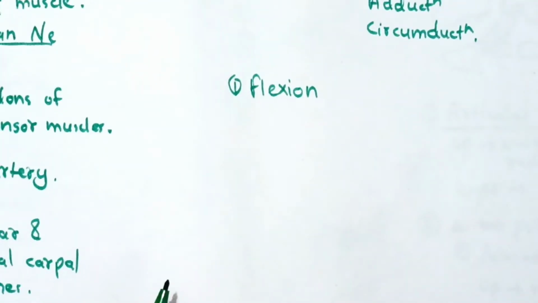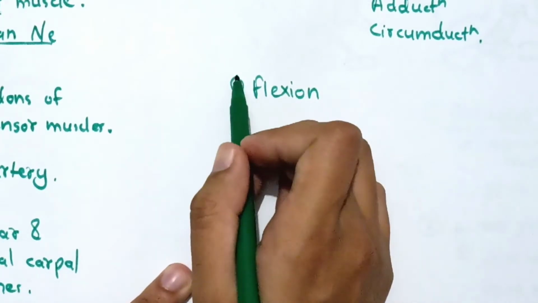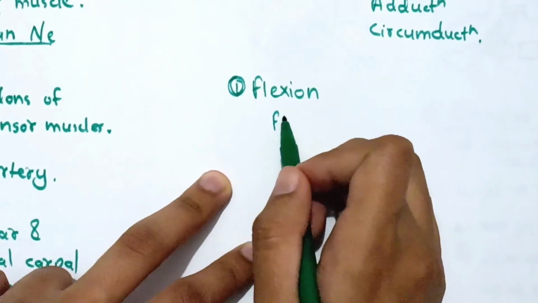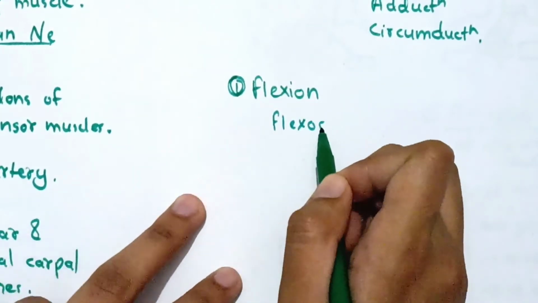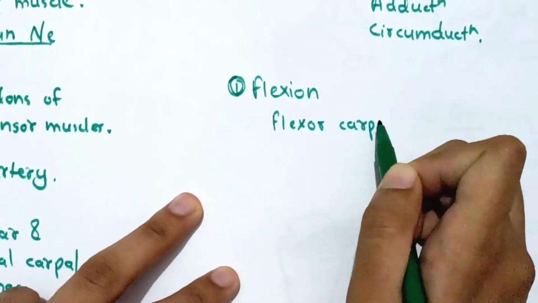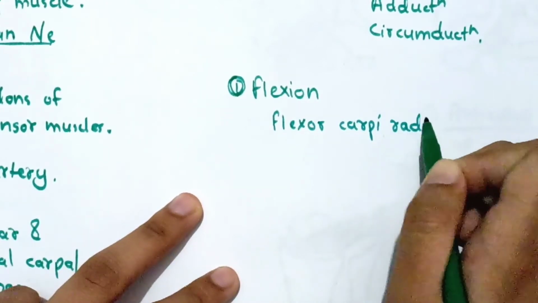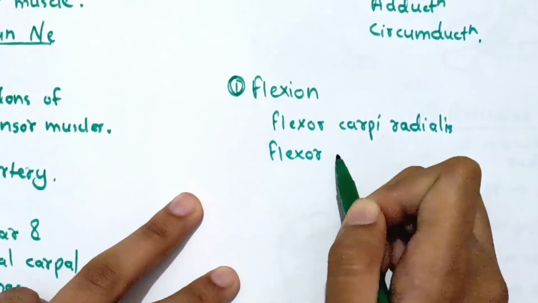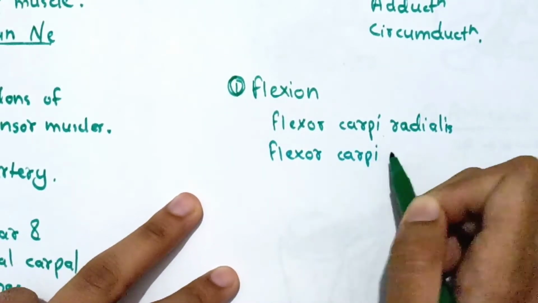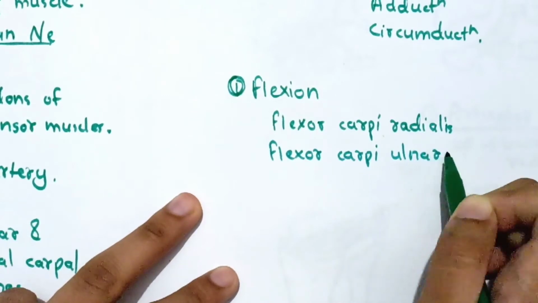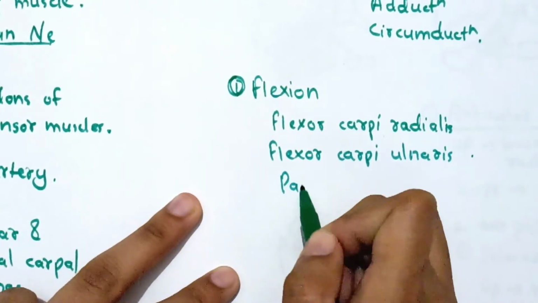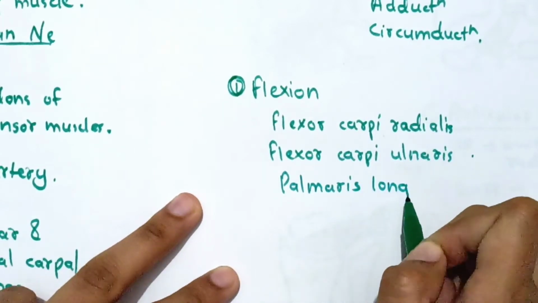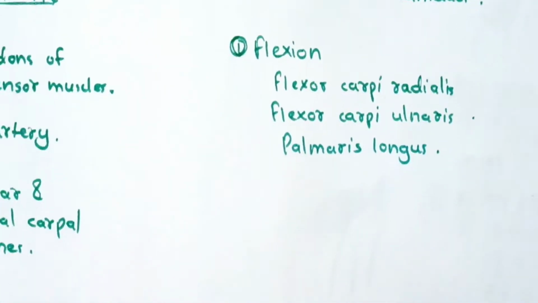The muscles which are helping in the flexion are obviously the flexor muscles. So we have the flexor carpi radialis, and flexor carpi ulnaris, and also the palmaris longus muscle. Okay, so this is the flexion.